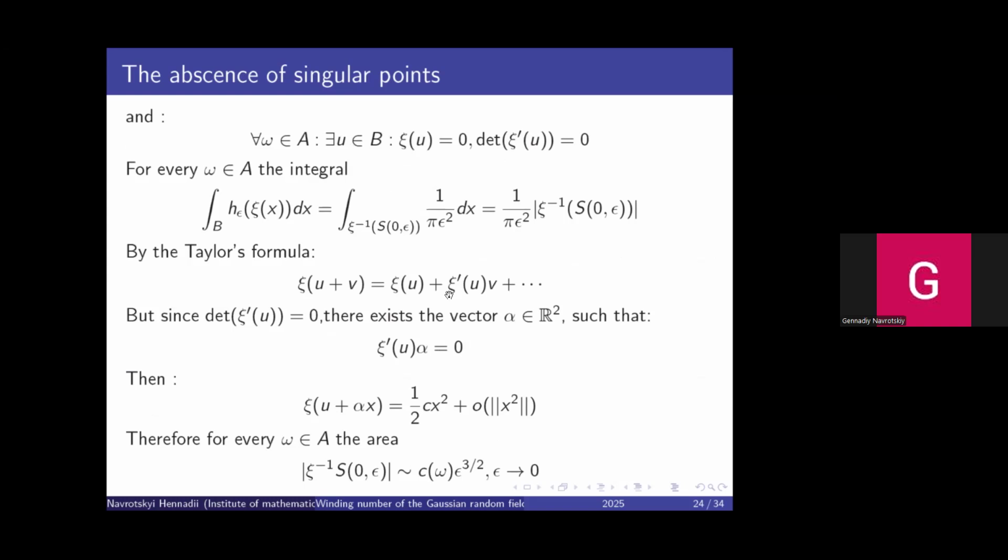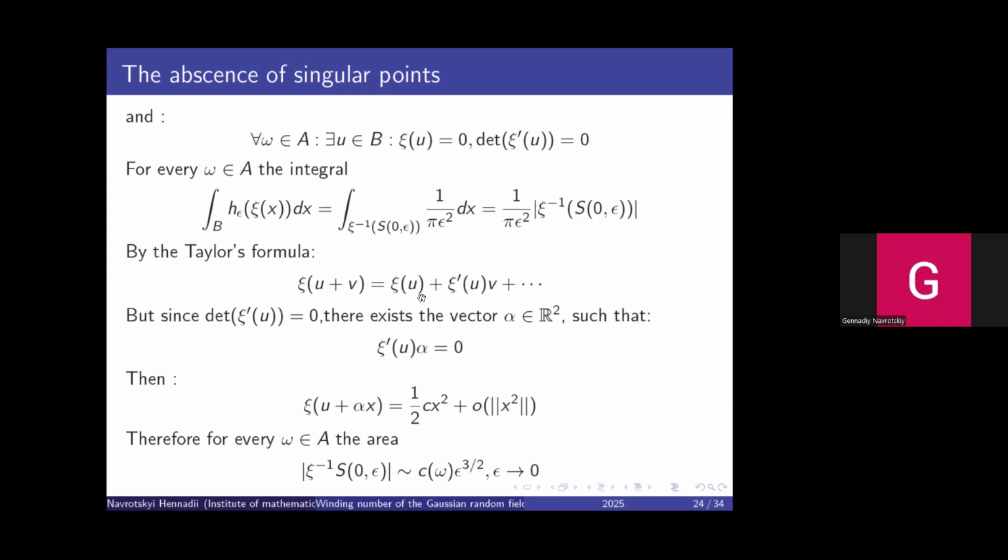So then there exists some direction, which is some vector alpha, in which psi of u, the matrix of derivatives multiplied by this vector, is equal to 0. So then in some direction, the function is proportional to epsilon squared when epsilon converges to 0.